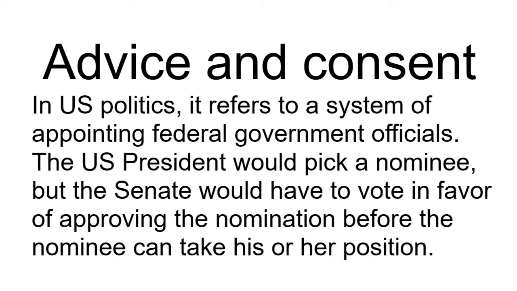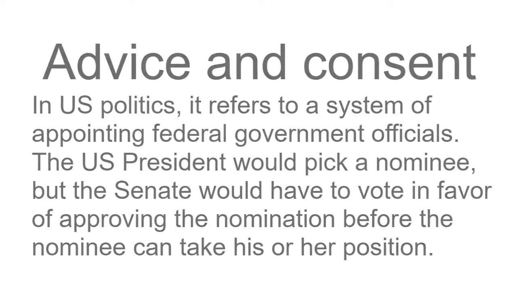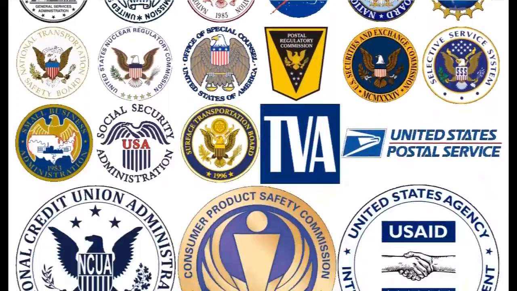Although some of the more important ones have to be appointed with the advice and consent of the U.S. Senate. This means that although the U.S. President can pick a nominee, the Senate has the final say on whether the nominee can take their position. There is a very long list of positions that are appointed this way, but in short, these positions include members of the Cabinet, an advisory body consisting of the heads of the executive branch's departments, the leaders of numerous federal agencies, and federal judges, including members of the third branch of government, the Supreme Court of the United States.